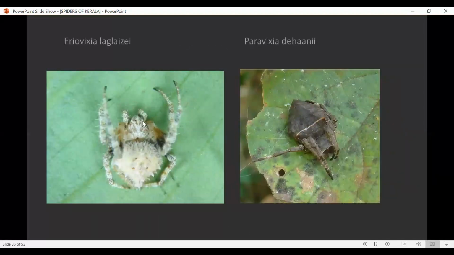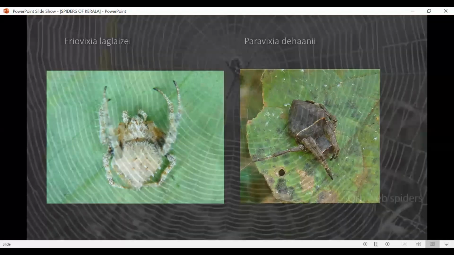This is also a common spider present in your house. They have a white, hairy-like covering. And this is Parawixia dehaani. It builds a very giant, big orb, maybe 1 meter in diameter, more than 1 meter in diameter.